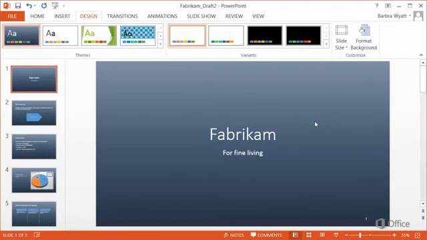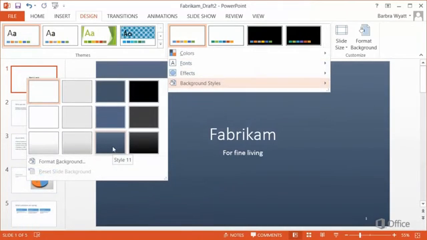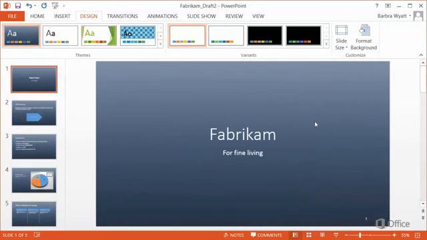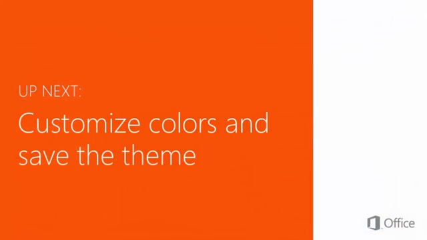To recap, you now know how to find variant choices for a theme background, choose one that goes with the theme colors, and tweak it in the Formatting pane. Up next, we'll customize the theme colors and save the theme.